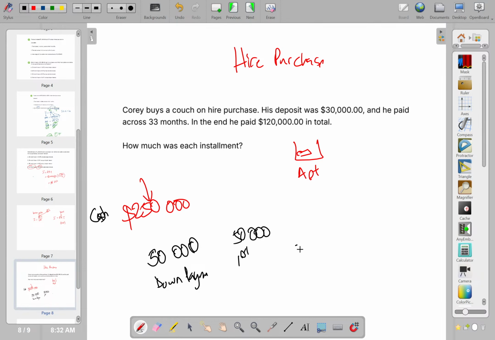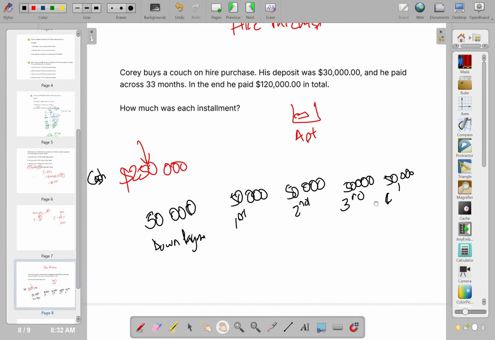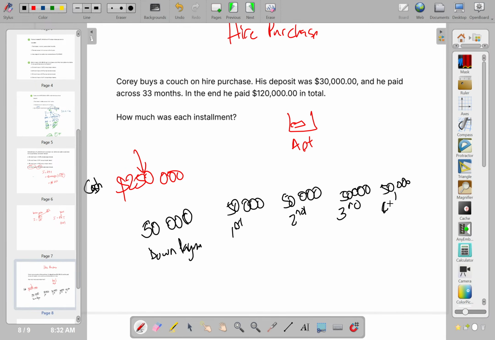So every month you're going to pay a certain amount, yeah? 50,000 again. Third is 50,000 again. Fourth is 50,000 again. How much is that? Oh, 250. There we go. Okay. So some people think that it's going to be this number just broken up into pieces.